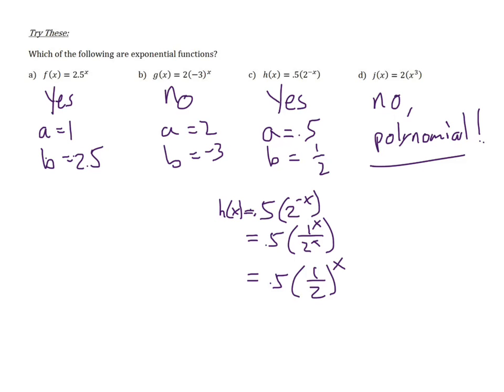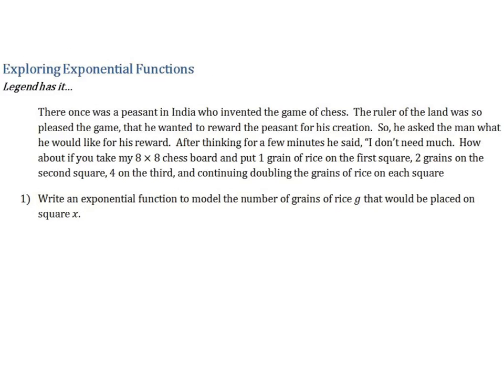So that's the idea. Now let's go ahead and use these a bit. Here's an interesting legend. We've got a peasant in India who supposedly invented the game of chess. This is how the legend goes. And so he invented the game of chess, and the ruler is so excited that he wanted to give him a reward. So he called the man in and he said, hey, I like your game so much that I'm going to give you a reward.